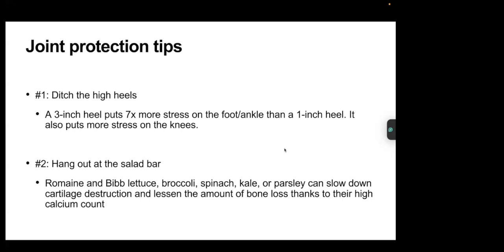Going to the salad bar, hanging out at the salad bar. Romaine, big lettuce, broccoli, spinach, kale, parsley. All of these green leafy vegetables can be helpful, and herbs can be helpful to actually help with inflammation, and also they have high calcium levels. So this can also be of added benefit as well.